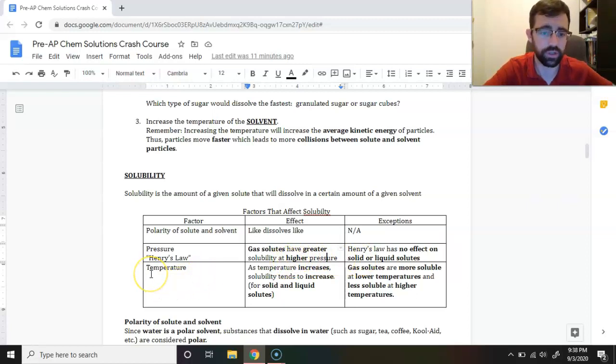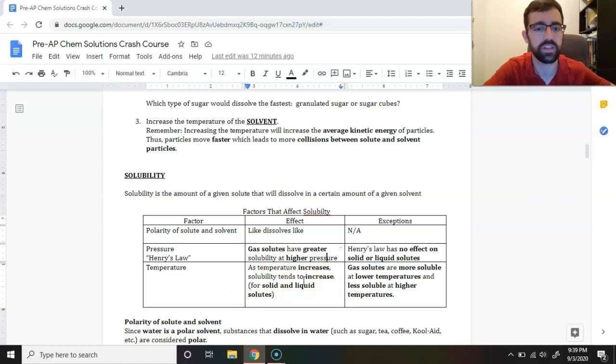The temperature. Again, temperature is the one thing that has an effect on both the rate of dissolving and the solubility. As a general rule, when you're dissolving something, as temperature increases, the solubility tends to increase.